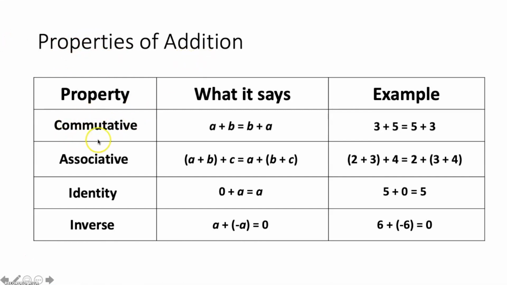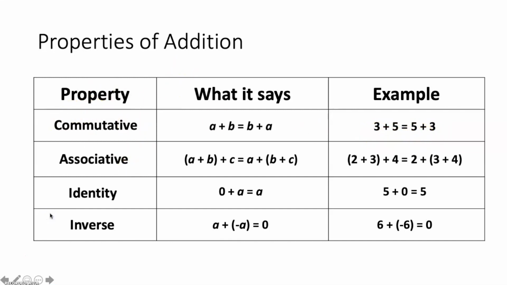The first property of addition would be the commutative property of addition. And what that says is a plus b is equal to b plus a, which means that it doesn't matter what order you add two things together. You will get the same answer either way. So for our example, you see 3 plus 5 is equal to 8, and 5 plus 3 is still equal to 8.